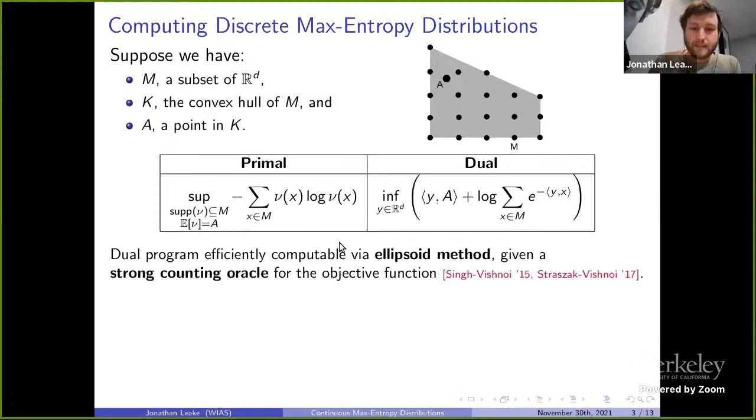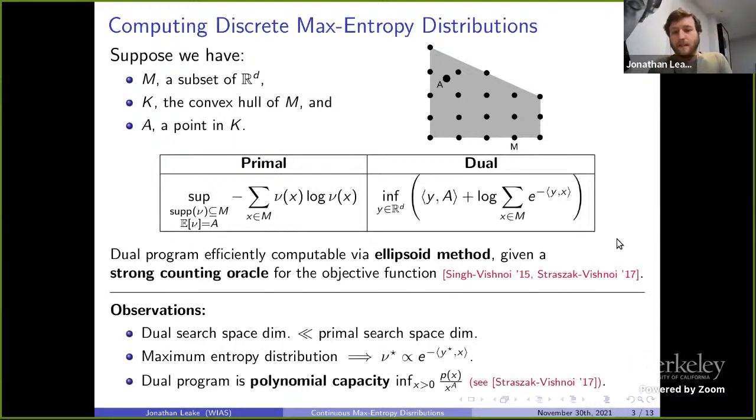So basically the idea then is, in this discrete case, this dual program can be efficiently computed. You can efficiently optimize this using the ellipsoid method, as long as you can compute these sums efficiently. Okay, and this discrete case, there are some previous results of Nishith and co-authors here.